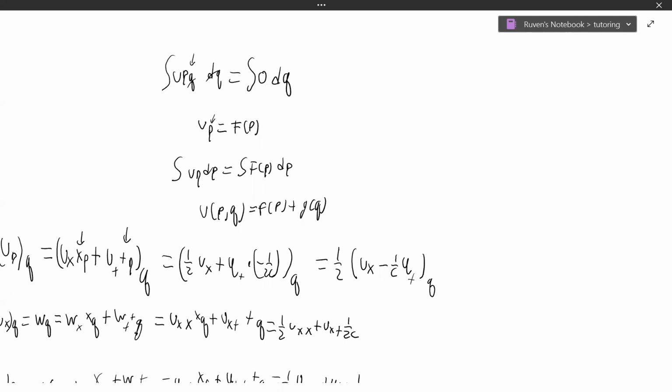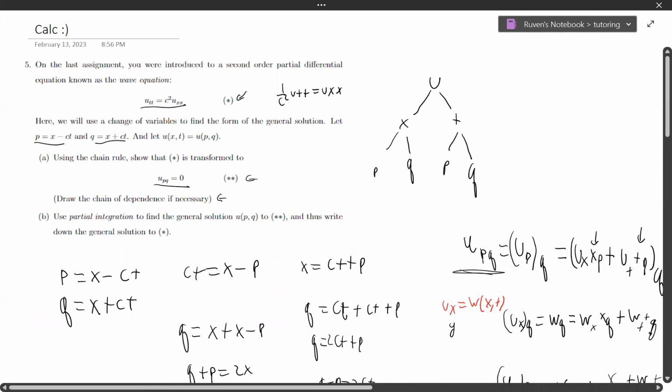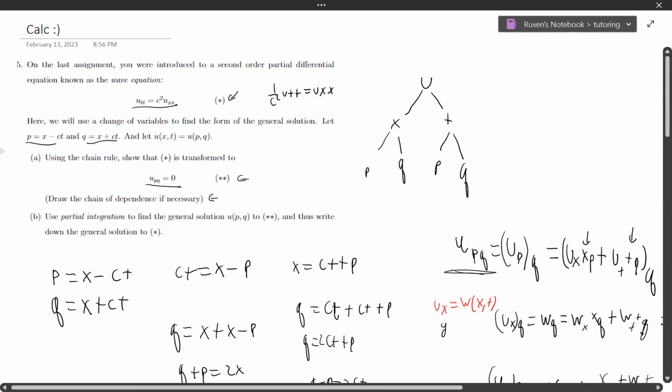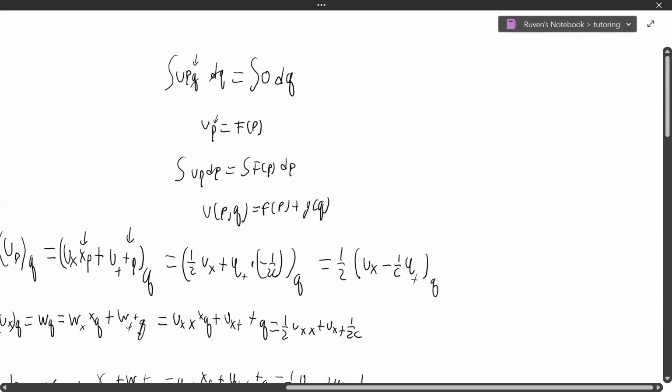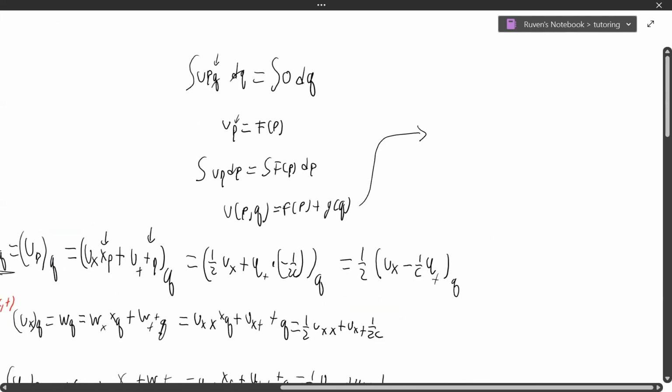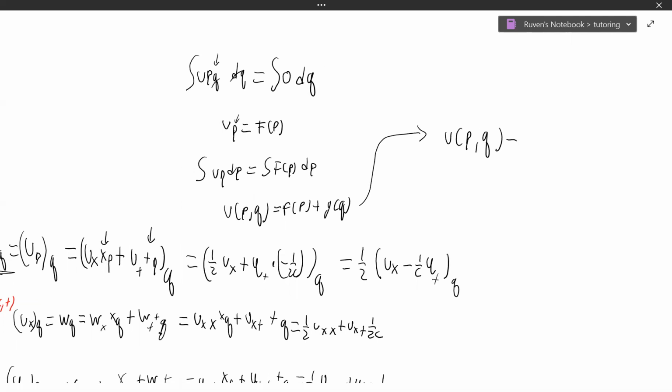So then in the end, we replace our p and q with what we were given in the beginning. p is equal to x minus ct, and q is equal to x plus ct. So over here, we get u of pq is equal to f of x minus ct plus g of x plus ct. And there you go. That's our answer.